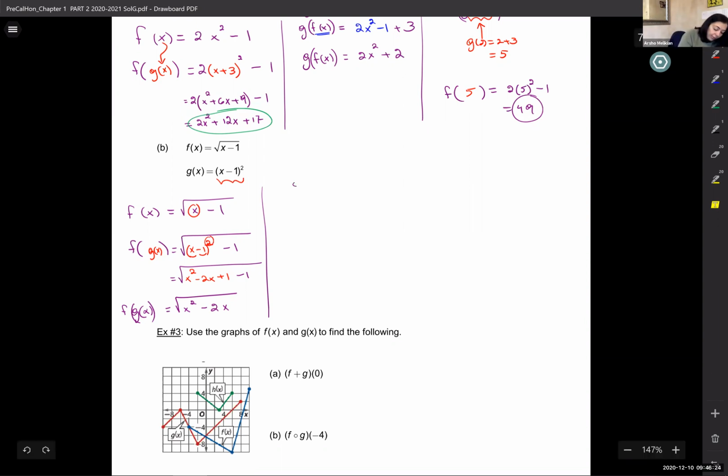Okay, let's do g of f of x. I'm going to start with g of x. It's x minus 1 squared. So what's g of f of x? Okay, this is a little bit more complicated, so I'm going to start with a bracket. For x, I put in f of x, minus 1 squared. Okay. So now look, I need to square this. All right, so let's go step by step.